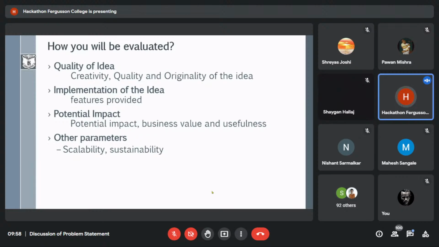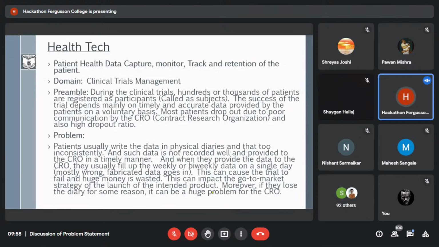So the problems we were looking at: the first problem was from the health tech domain. Generally, what we see is that when we go for a clinical trial, thousands of patients register as participants, but the success of the trial depends on how timely and accurate the data provided by the patient on a voluntary basis is. So you arrange a particular camp, like an eye camp or something like that, where many people are invited, and people come with different problems. But if the particular data is not monitored well, the dropout ratio is very high.